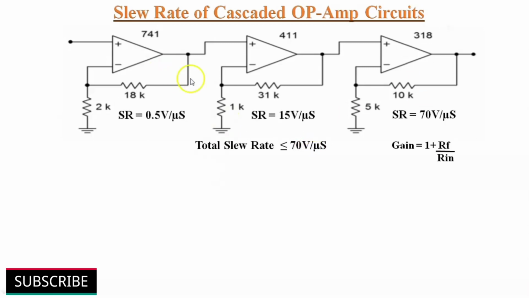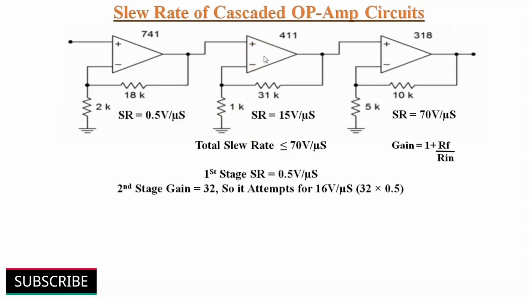To find the total circuit slew rate, let's start at the output of the first stage. First stage slew rate is 0.5 volt per microsecond. This is going into the next stage. Because the second stage has a gain of 32, it attempts to increase slew rate by 32 times. That is 16 volt per microsecond. But slew rate of the second stage op-amp LM411 is 15 volt per microsecond. Therefore, the 411 is the limiting factor at this point. So the slew rate is 15 volt per microsecond at the output of stage 2.